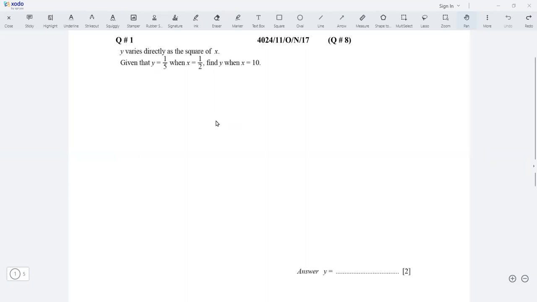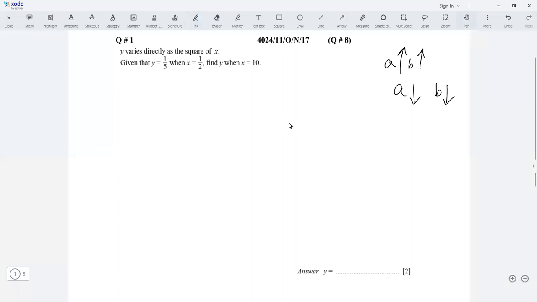So, actually, what are direct proportions? You must remember the concept that if one quantity is increasing, the other quantity also increases, or we can say if one quantity is decreasing, the other one also decreases. So this is the concept of direct proportion.